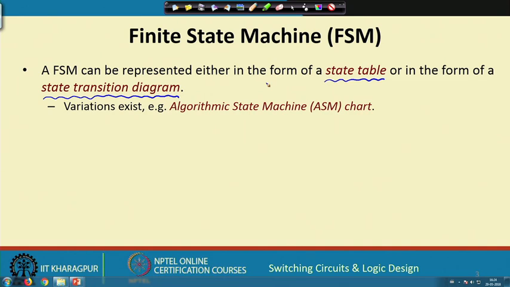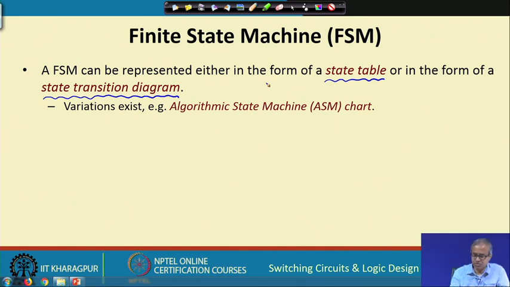But in the examples that we shall see in some subsequent lectures, we shall be showing you both the representations just for your convenience, right? Okay. There are some other ways also to represent finite state machines, particularly more complex ones. Like one of them is algorithmic state machine or ASM. This we shall be discussing briefly later, okay? But right now we shall not be considering this ASM chart in this discussion. We shall be talking about the state tables and state transition diagrams. Okay.